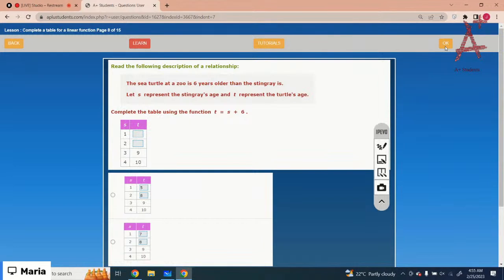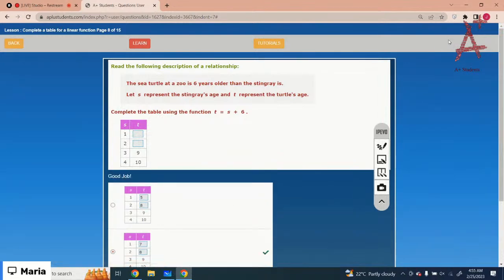The sea turtle at a zoo is 6 years older than the stingray. Let S represent the stingray's age and T represent the turtle's age. T equals S plus 6. You have to calculate for S equals 1 and 2. So 6 plus 1 equals 7 and 6 plus 2 equals 8. That means the missing values are 7 and 8. The correct option is option number 2. Option B is the correct one.